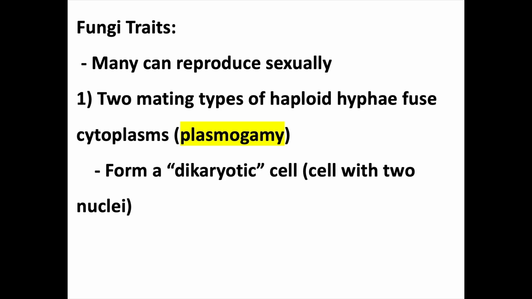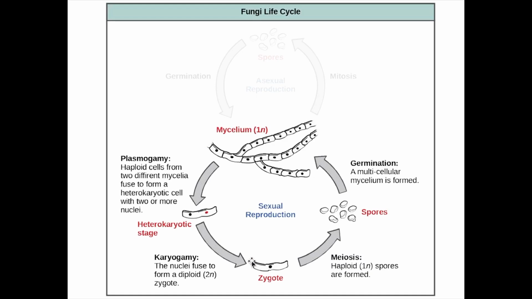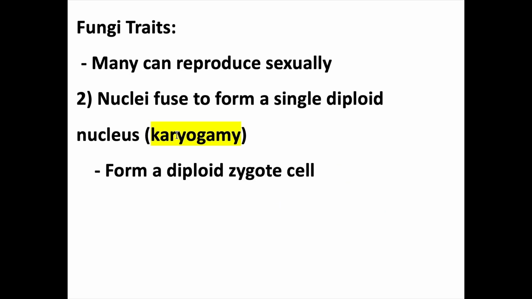Now, it doesn't stay this way forever. The next step is to fuse those two haploid nuclei into a single diploid nucleus. This is just 1 + 1 = 2. This process of fusing nuclei is called karyogamy. Again, karyon means nucleus, karyogamy is fusing of nuclei. So nuclei fuse to form a single diploid nucleus, that's karyogamy. They form a diploid cell that we call a zygote.